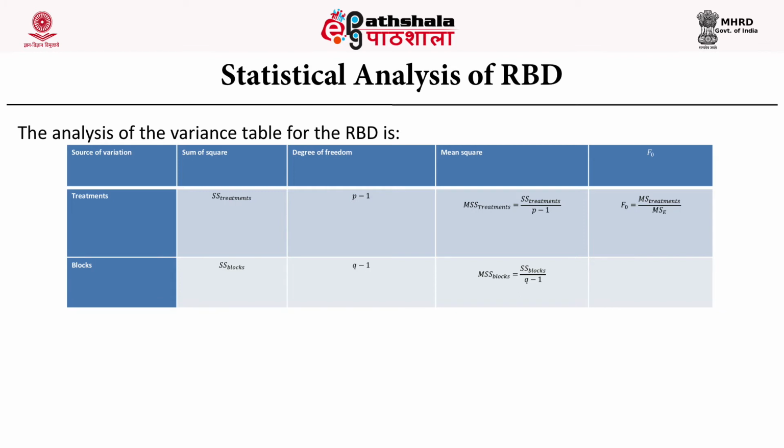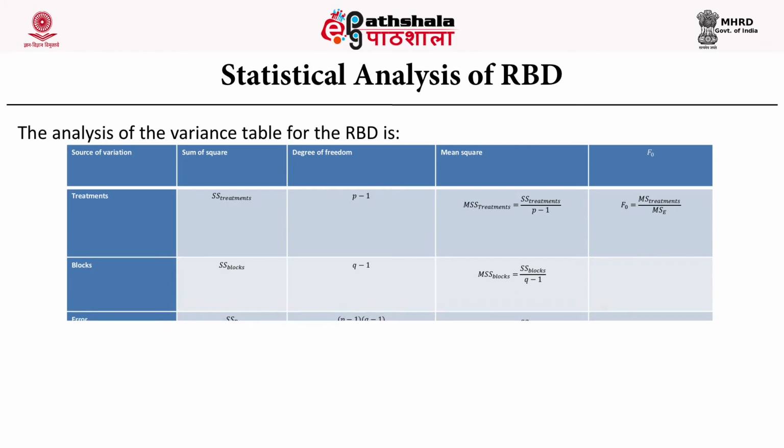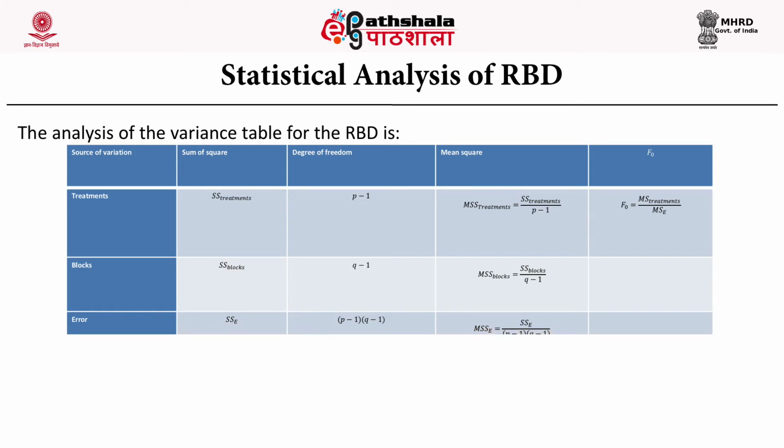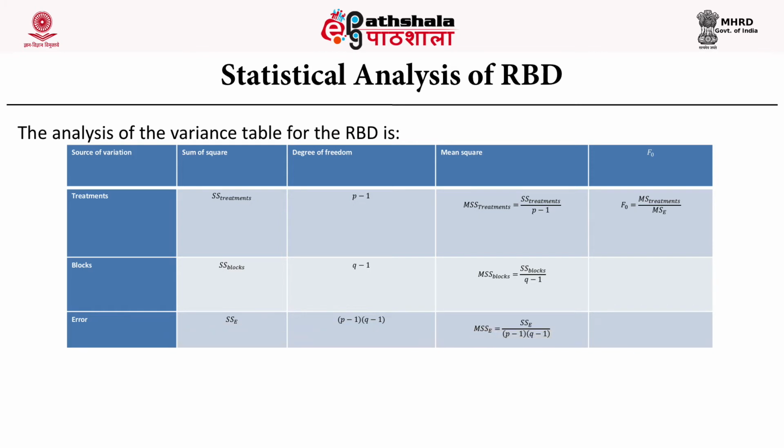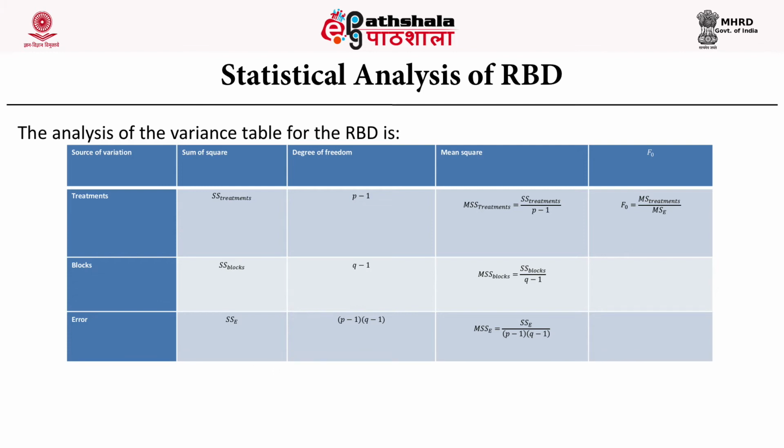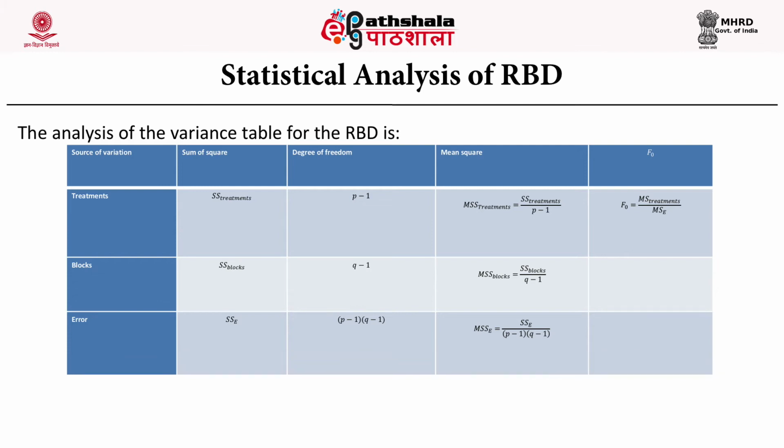So mean sum of square is derived as sum of square divided by degree of freedom, that is, mean sum of square of treatment is sum of square of treatment divided by P minus 1, mean sum of square of block is equal to sum of square of blocks divided by Q minus 1, and mean sum of square of error is equal to sum of square of error divided by (P minus 1) into (Q minus 1). The F statistic can be derived as the mean sum of square of treatment divided by the mean sum of square of error. If we are interested in testing the equality of the blocks, that there is no significant difference between the beta j's, then the F statistic can be evaluated as mean sum of square of blocks divided by mean sum of square of error.